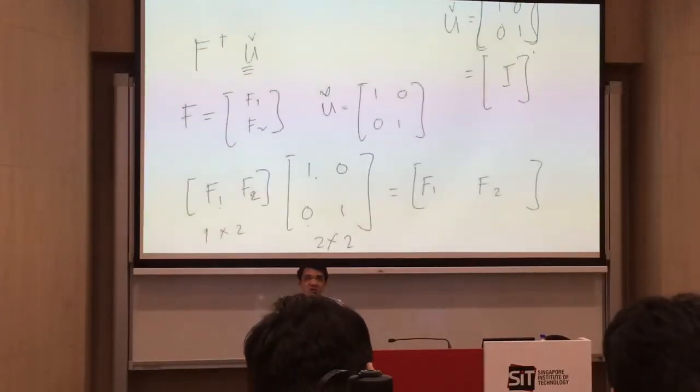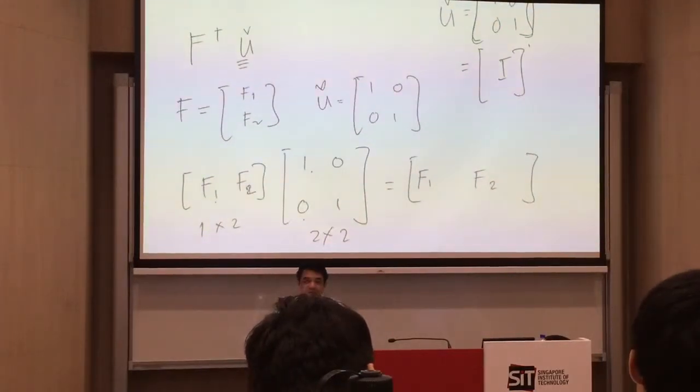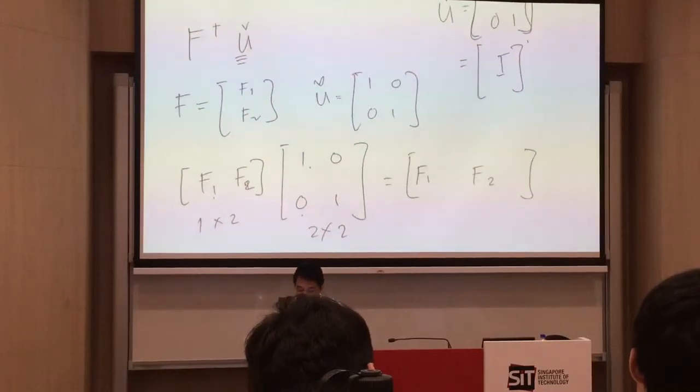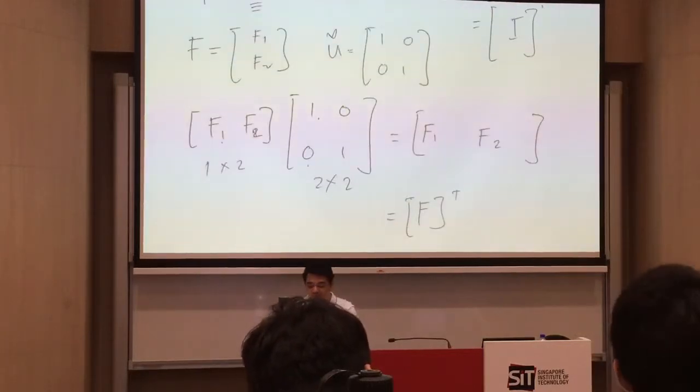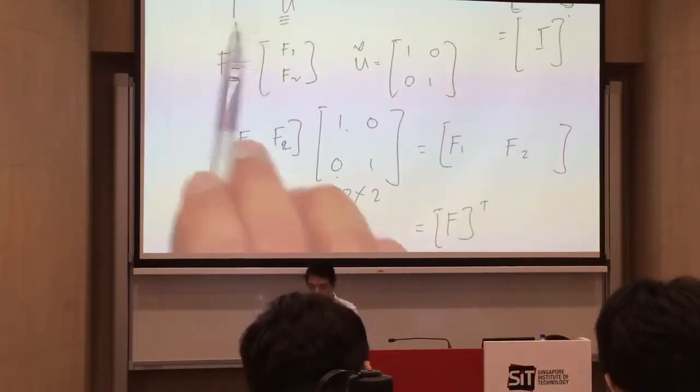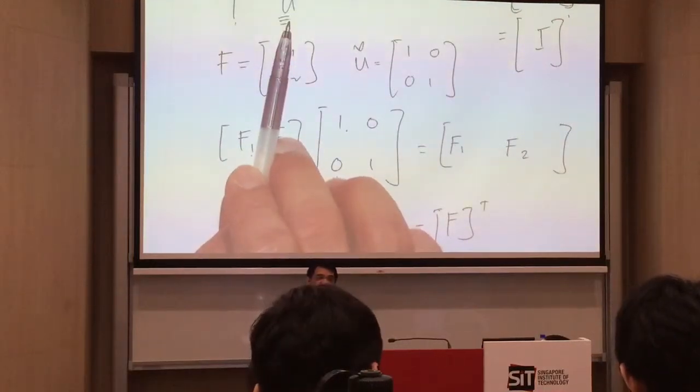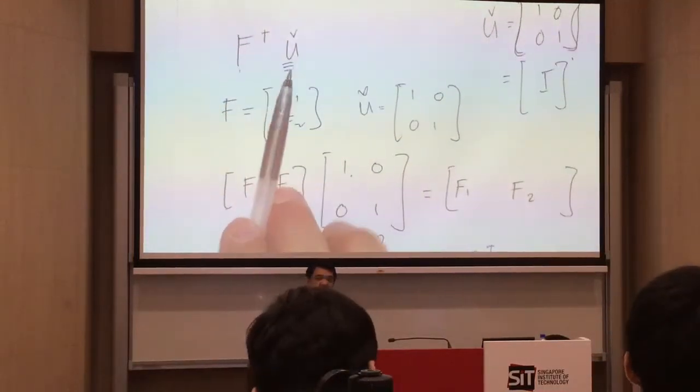So what can you say about this one here? This is the same, yes? This one is simply F transpose. The reason is because you simply multiply this one with 1. An identity matrix is just simply 1.